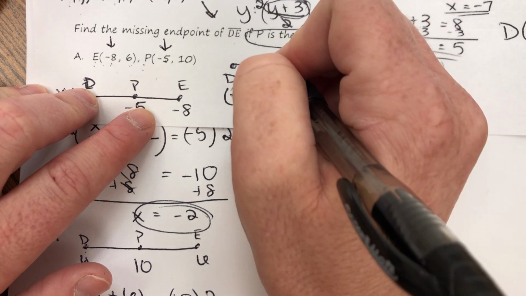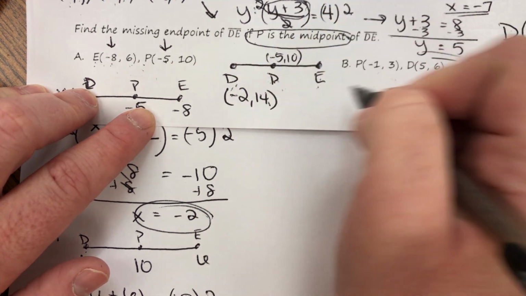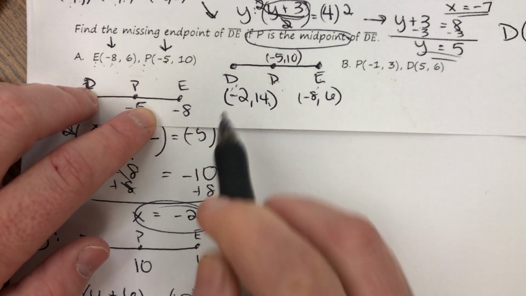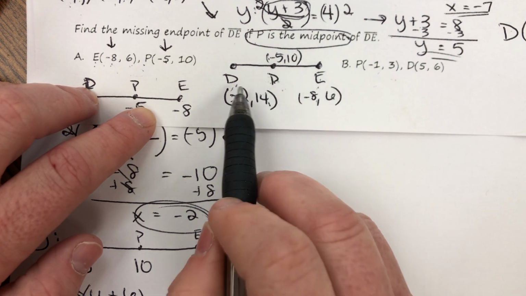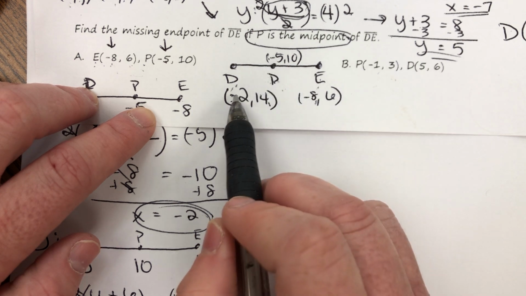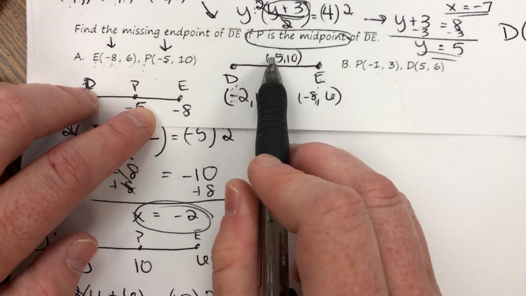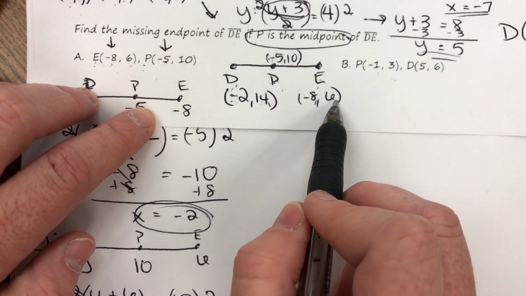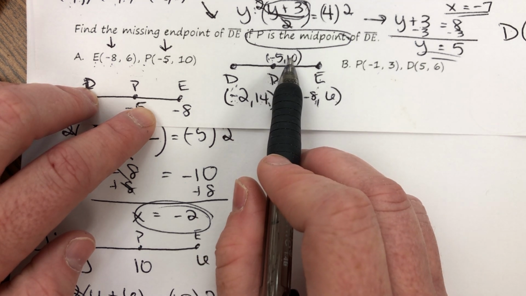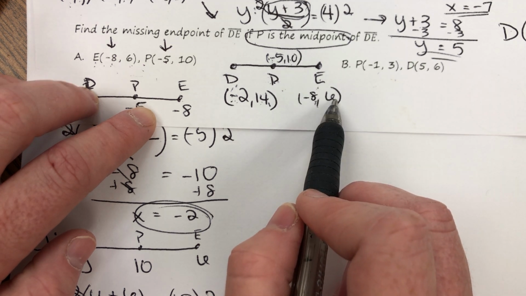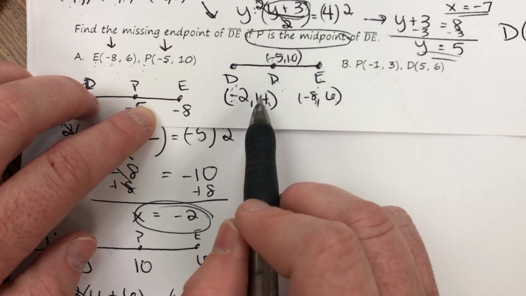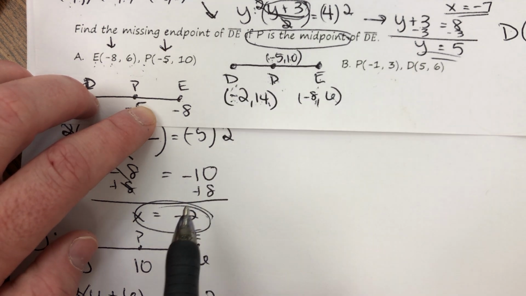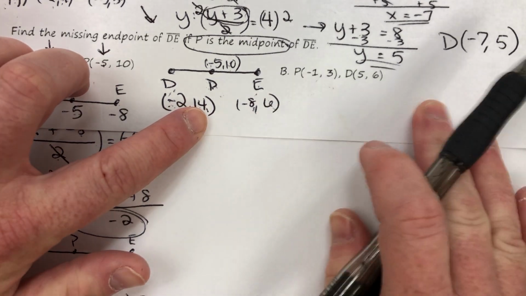If P is -5, 10, and E is -8, 6. Let's look. -2, -5, -8. Am I going up the same amount? Yeah, I subtracted 3, subtracted 3. Okay, looking at my y values, 14, 10, 6. 14 to 10, I subtracted 4. 10 to 6, I subtracted 4. So here I'm going down 3. Here I'm going down 4. I'm going the same amount. So P is in the exact center of D and E. Makes sense. All right, and then a little more quickly, we're done.